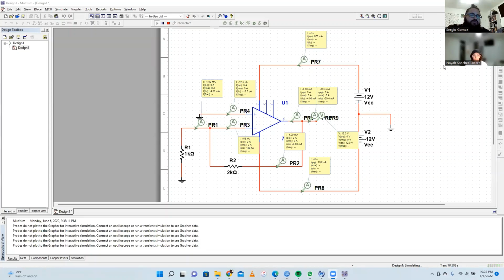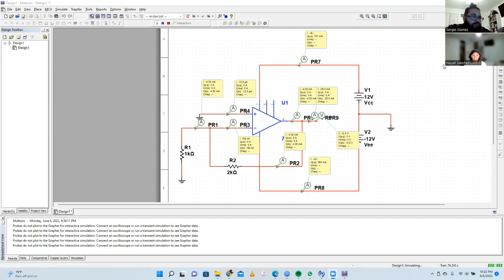In our actual setup, once we have it here in Multisim, you can see the amperages. What was interesting, of course, is that since we don't have an input voltage into the positive terminal of the 741 operational amplifier, the amperage going from PR1 into PR5 is basically the equivalent amperage. So we have -4 milliamps on one side and -4 milliamps on the other.